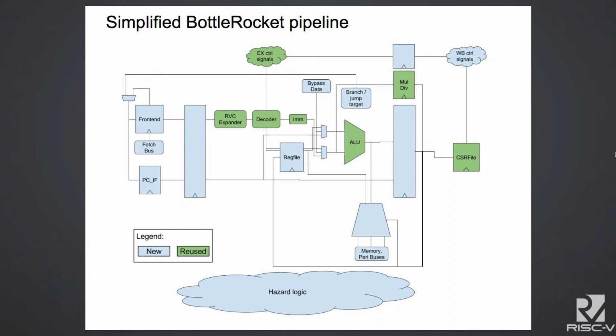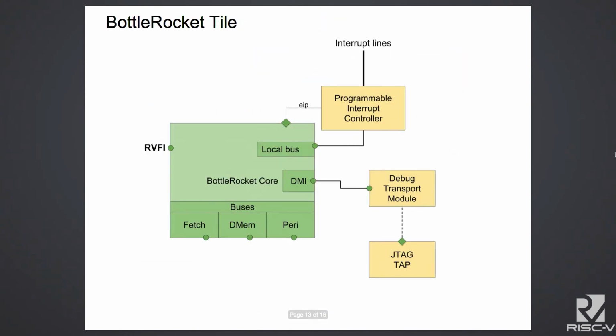And again, a very vanilla three-stage pipeline. And the Bottlerocket tile, this core sits attached to buses for instruction and data movement and has the JTAG debug transport module and a programmable interrupt controller programmed over a local MMIO bus.